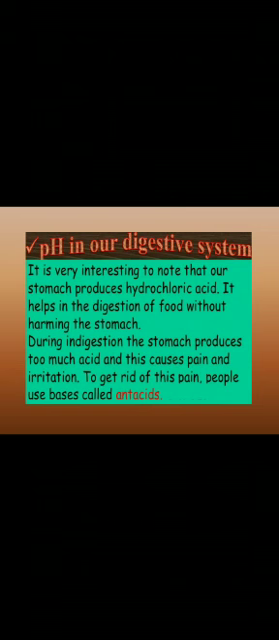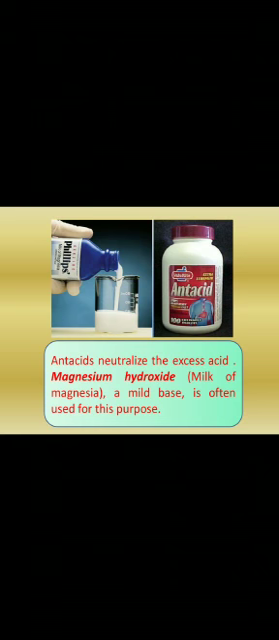pH in our digestive system. Walls of our stomach produce hydrochloric acid, which kills germs present in food. This hydrochloric acid also helps in the digestion of food without harming the stomach. But during indigestion, the stomach produces too much acid and this causes pain and irritation. To get rid of this pain, people use bases called antacids. Antacids neutralize the excess acid. Magnesium hydroxide or milk of magnesia, a mild base, is often used for this purpose.